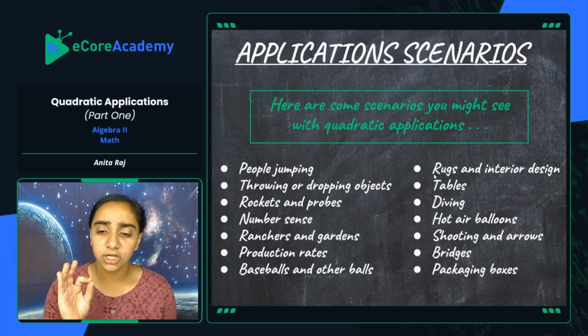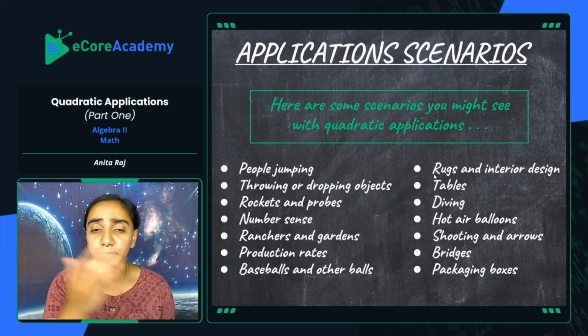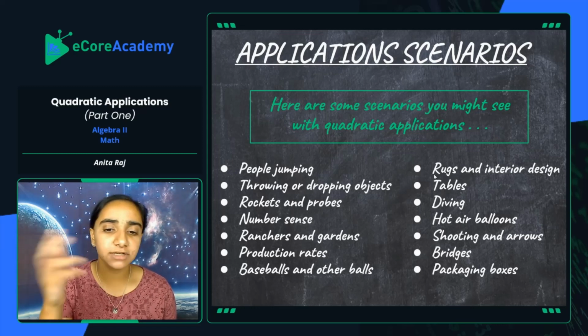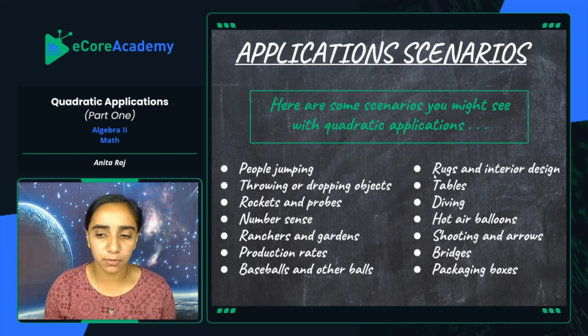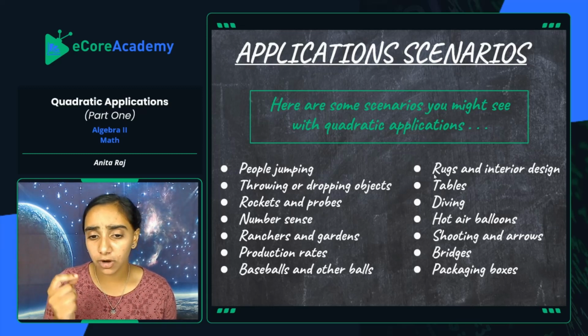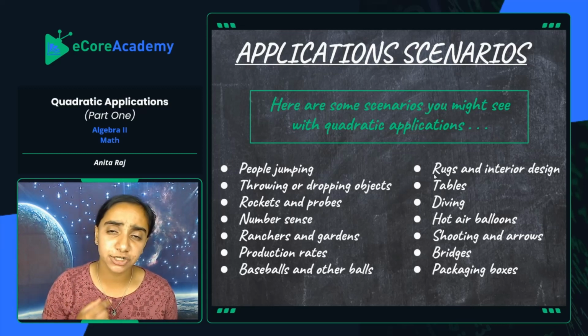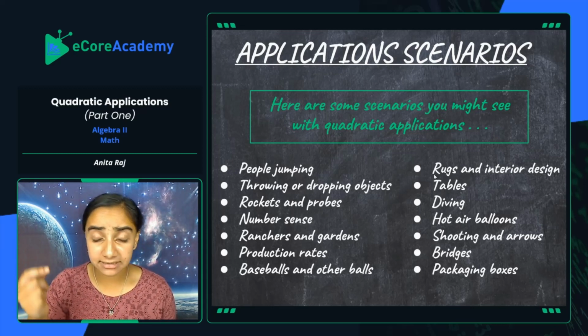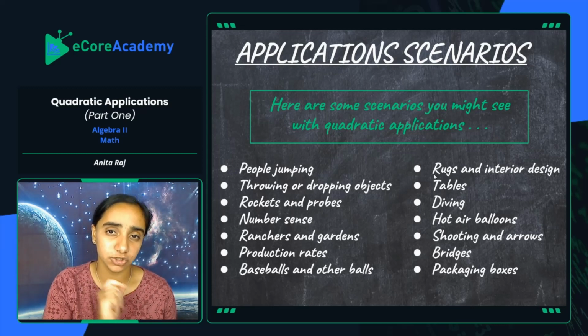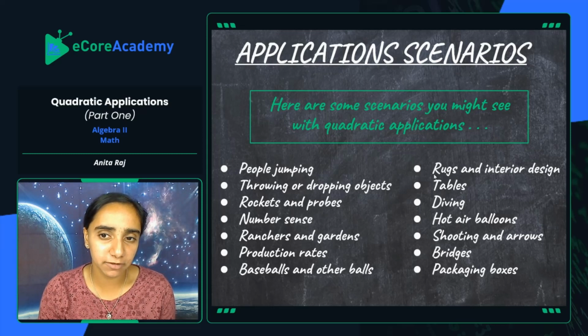The rest of these are pretty straightforward, especially the ones where you have scenarios where there's a parabola being formed, like people jumping, objects being thrown, rockets, baseballs and other balls, diving. Those kinds of things are pretty straightforward because something is being thrown or jumping or diving or whatever. It's following a parabolic shape. However, there are other problems like number sense and ranchers and gardens and production rates and packaging boxes that don't necessarily apply to parabolas but apply to quadratics. So that's what we're mainly going to be focusing on.